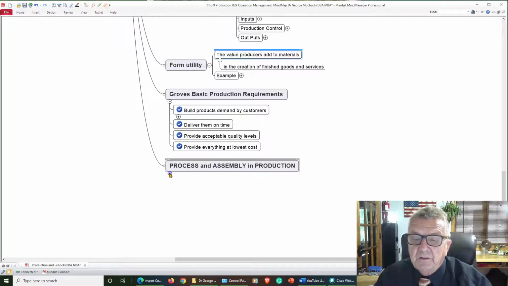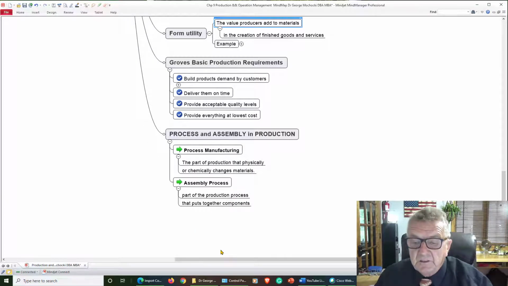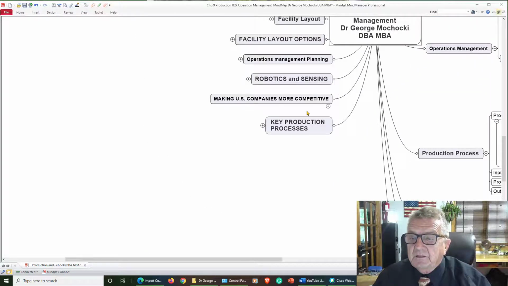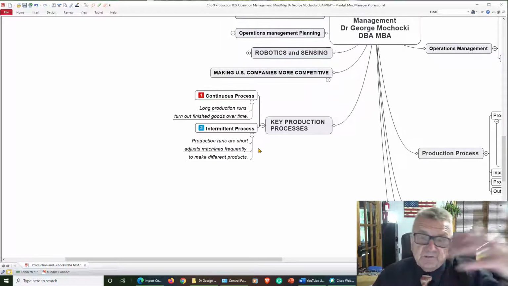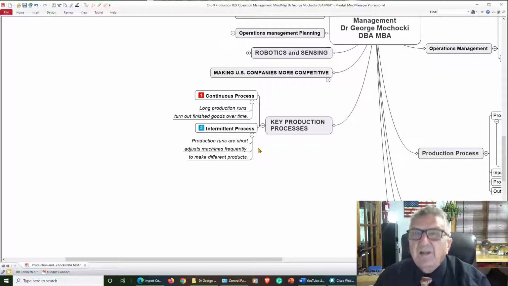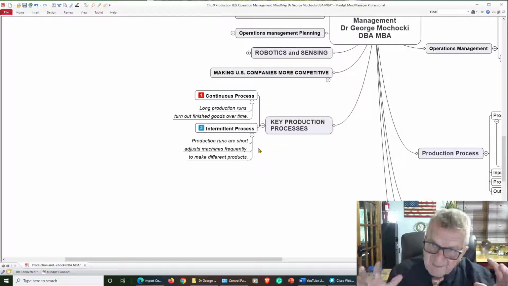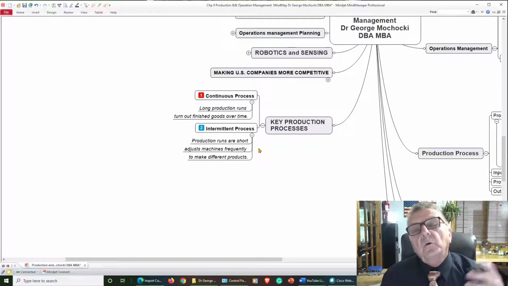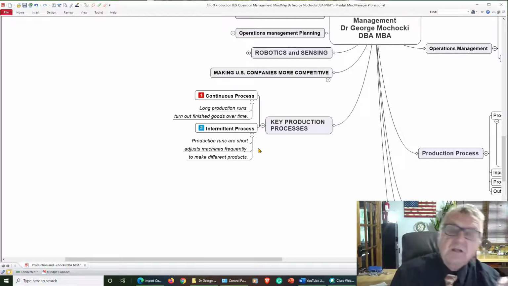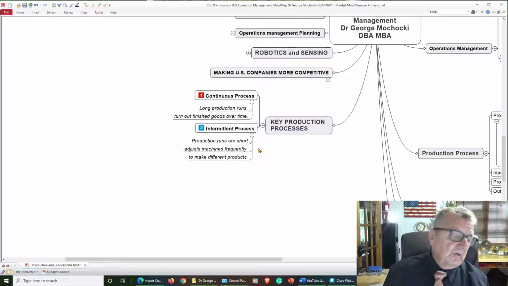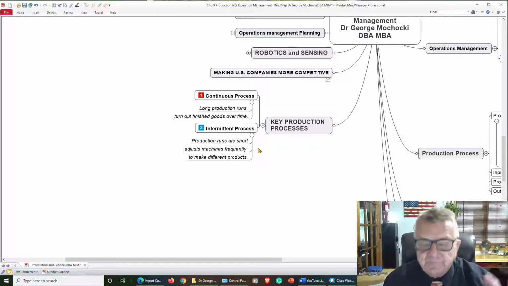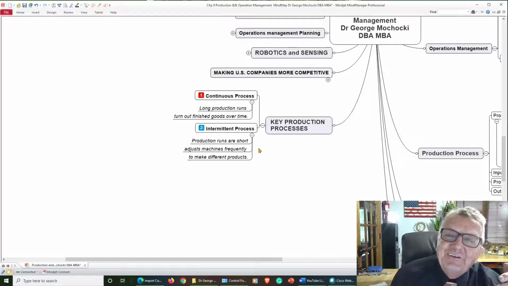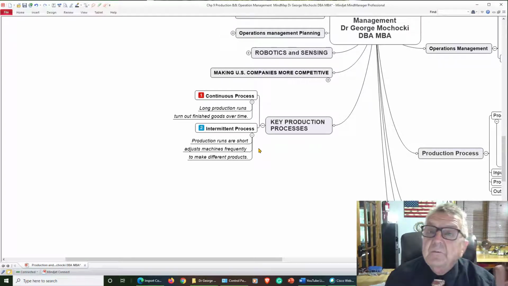Process and assembly, okay? Process management, assembly. Key production processes: a continuous process, an intermediate process. A continuous process is a lot of times the assembly line. You try to keep the line going. Because of technology in manufacturing, if you go to the store and buy a computer, you take what they have. If I order from Dell or Hewlett Packard online, I have a choice.